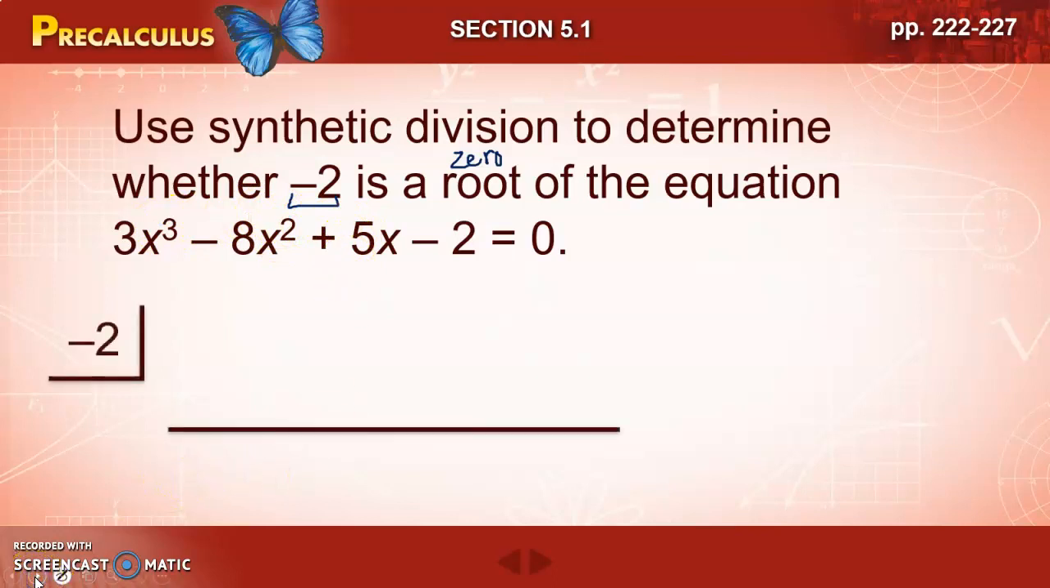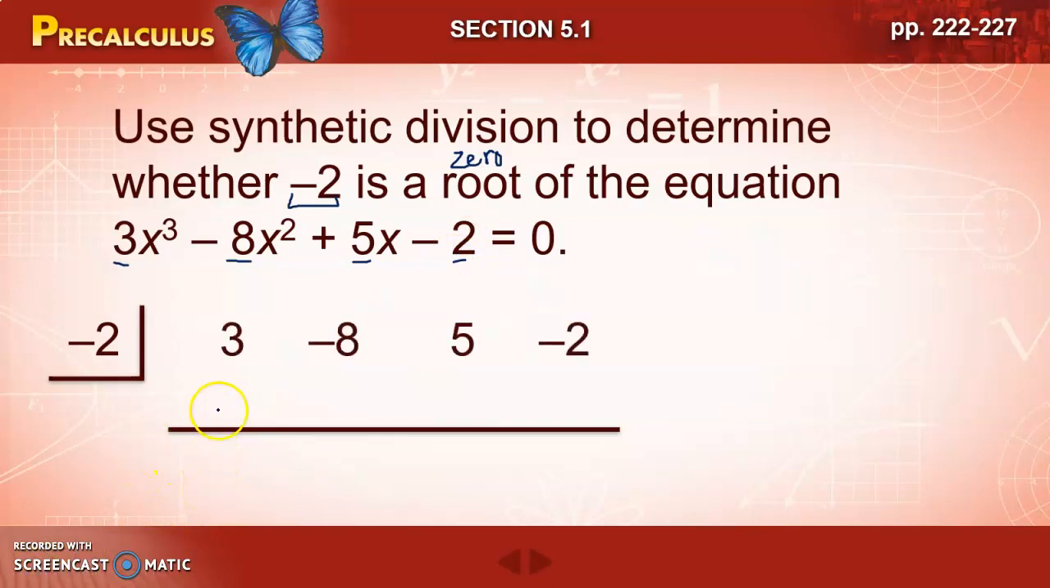So we're going to set up our synthetic division problem, -2, and then we're going to use our coefficients, making sure that we have all of our terms in descending order. Cubed, squared, linear, and then a constant. So let's write those down. 3, -8, 5, and -2.